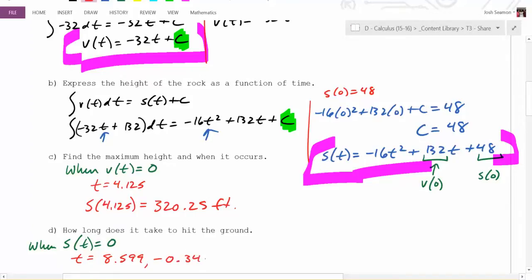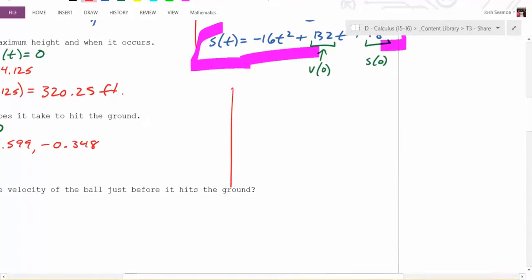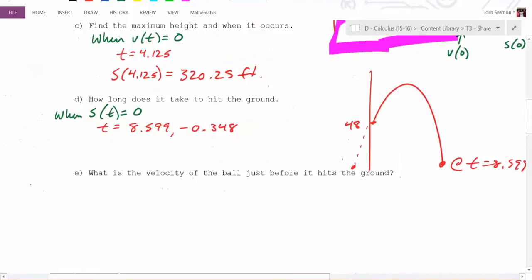So the reason there's a negative one is if you look at this situation, this person is throwing this rock from a ledge that's 48 feet high. It goes up and down, right? Like that. So you can kind of think of it as there's this negative time where it, quote, would have been at the ground, maybe, if you followed that same path in reverse. So this is at time 8.599. Okay, it says how long does it take? Well, it takes 8.599 seconds.